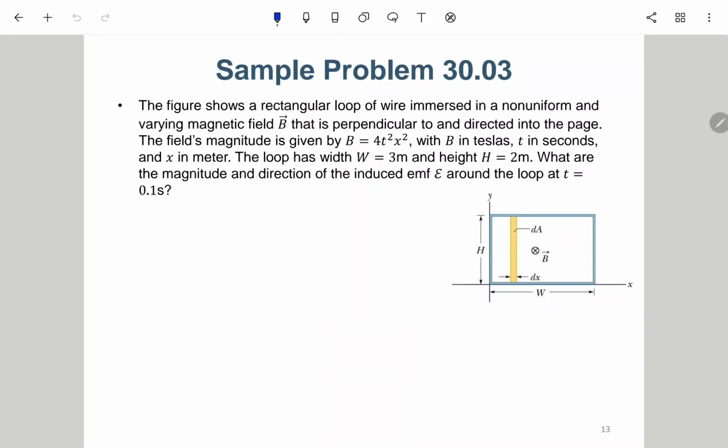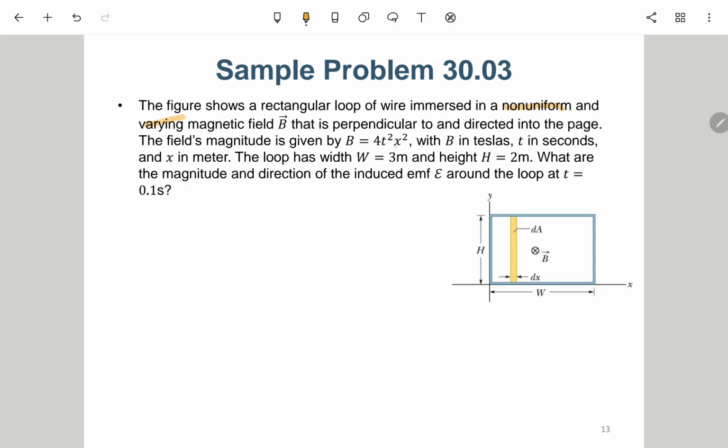Okay, so here we take a look at this sample problem. It says a figure shows a rectangular loop of wire immersed in a non-uniform and varying magnetic field, or B field, that is perpendicular to and directed into the page. The field's magnitude is given by this expression.